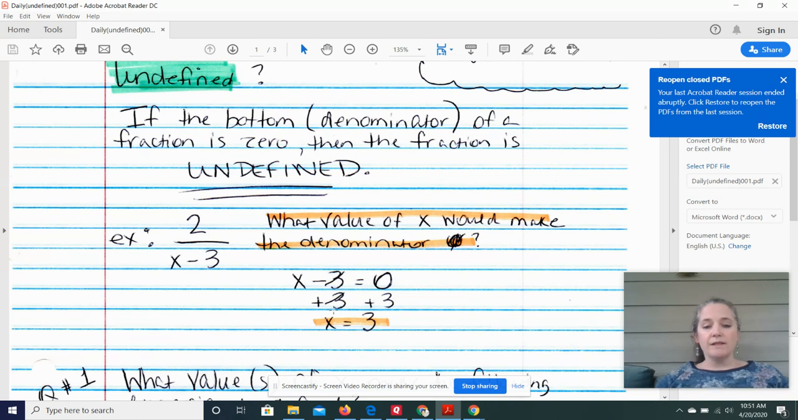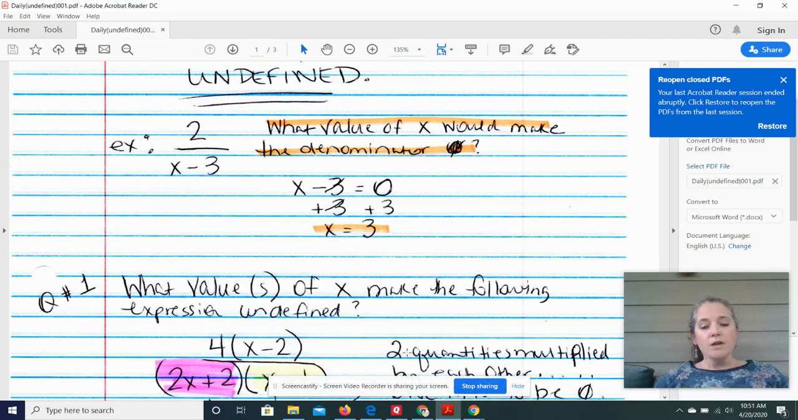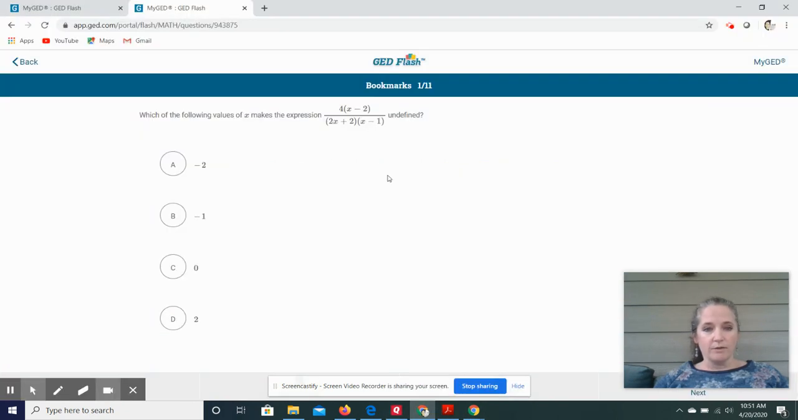So these 3's cancel, and you're left with x equals 0 plus 3, which is 3. So 3 minus 3 would be 0. That's how you can kind of check it. 3 is what would make this fraction undefined. So our problem of the day is, let's look at this real quick.